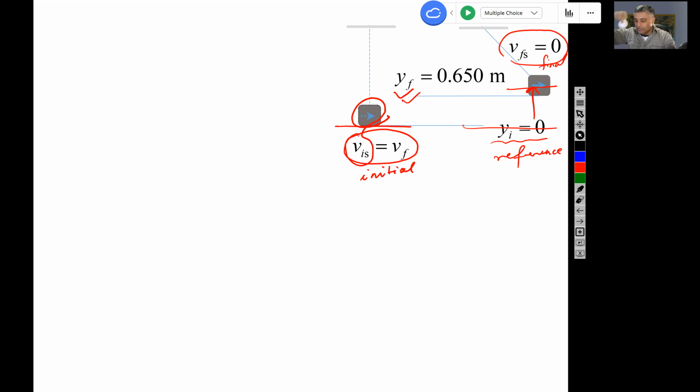So what's happening to this ball here? Oh, cats are here. Hey, cats are here.